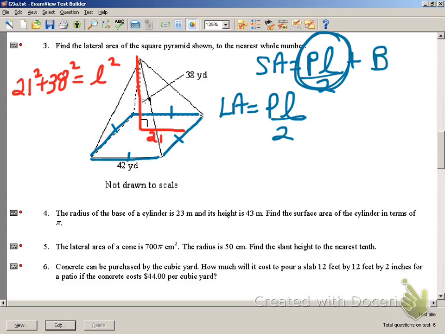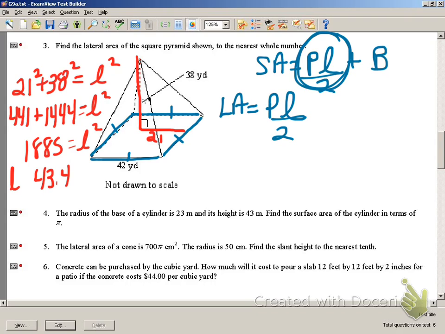Now, using calculator, we have 21 squared is 441. 38 squared is 1444. So if I add those two together, we get 1885. Taking the square root, I get approximately 43.4 as my L. My slant height is 43.4 yards.